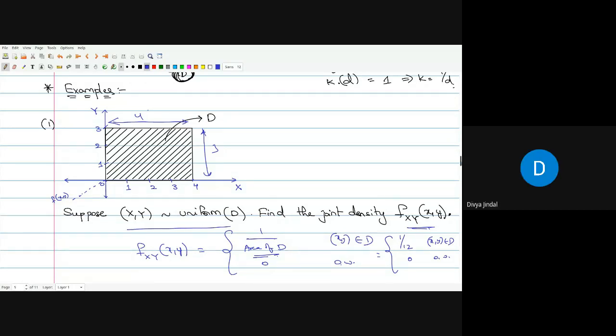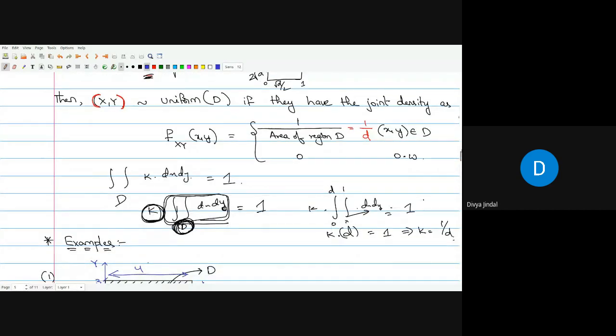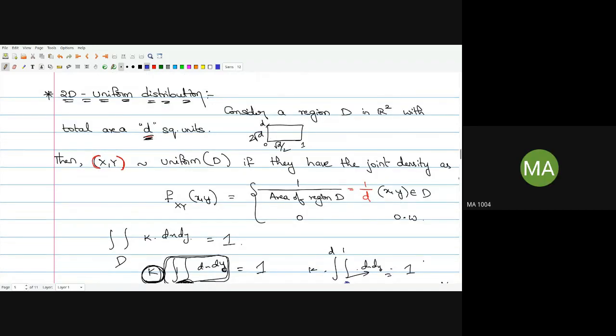Could you just scroll up slightly? Over here, just this line where we're double integrating from 0 to 1, if I'm reading it correctly, and then from 0 to D. Why did you take 0 to 1 for dx? Just like that. I just mentioned only area is D square units. Okay. You just took 0, 1 just for the sake of it.